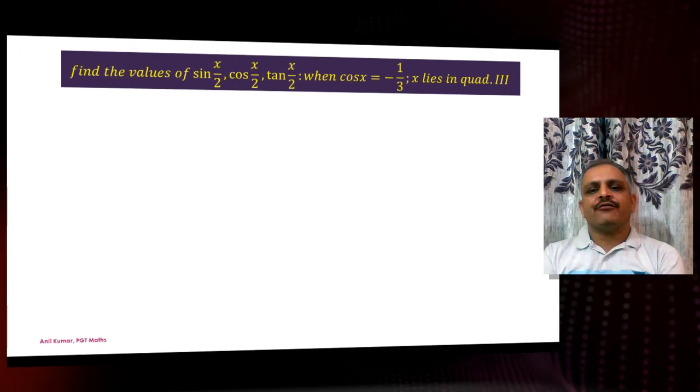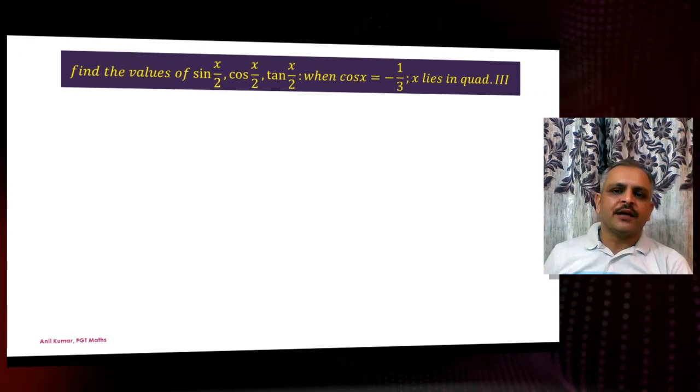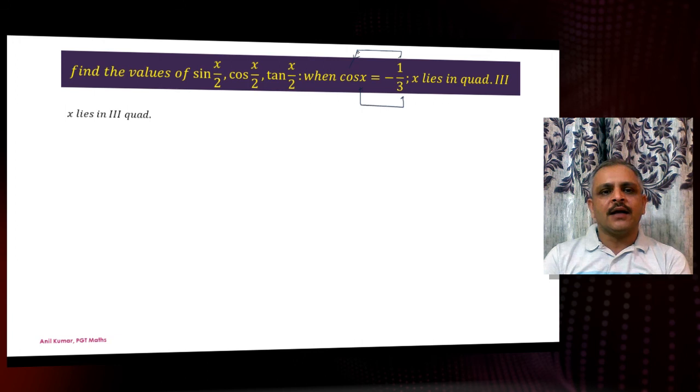Next, we have to find the value of sin x by 2, cos x by 2 and tan x by 2, and it is given that cos x is minus 1 by 3. So this is an easy part because cos x is given, so no need to find out the cos x. So as x lies in the third quadrant, that means the value of x is from pi to 3 pi by 2. Okay, divide by 2 so that I can get x by 2.